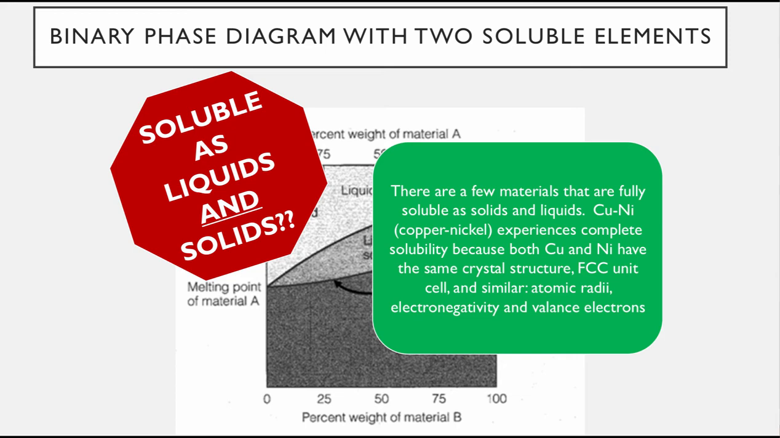Copper and nickel is a great example of this because they have the same crystal structure. They're both face-centered cubic unit cells, and then critically, their atomic radii are the same. They also have the same electronegativity and valence electrons.